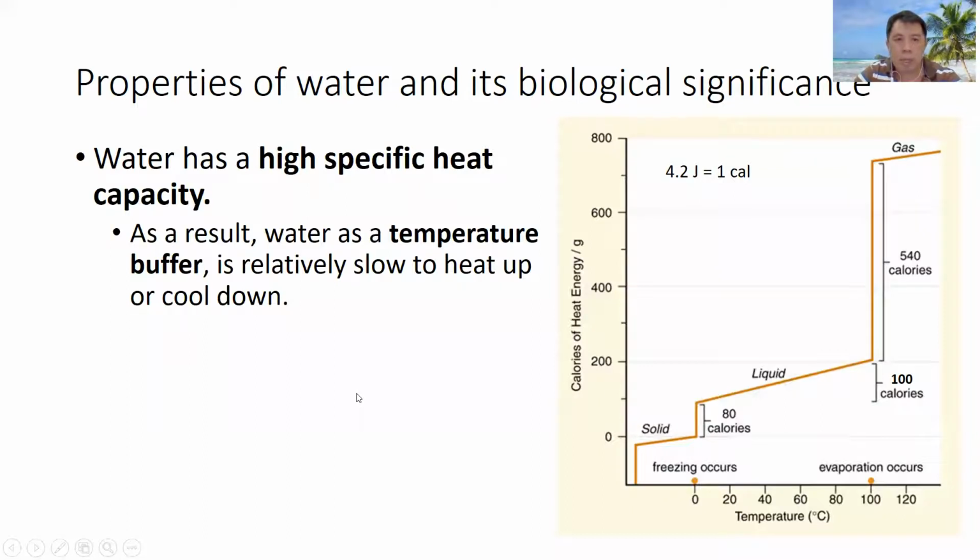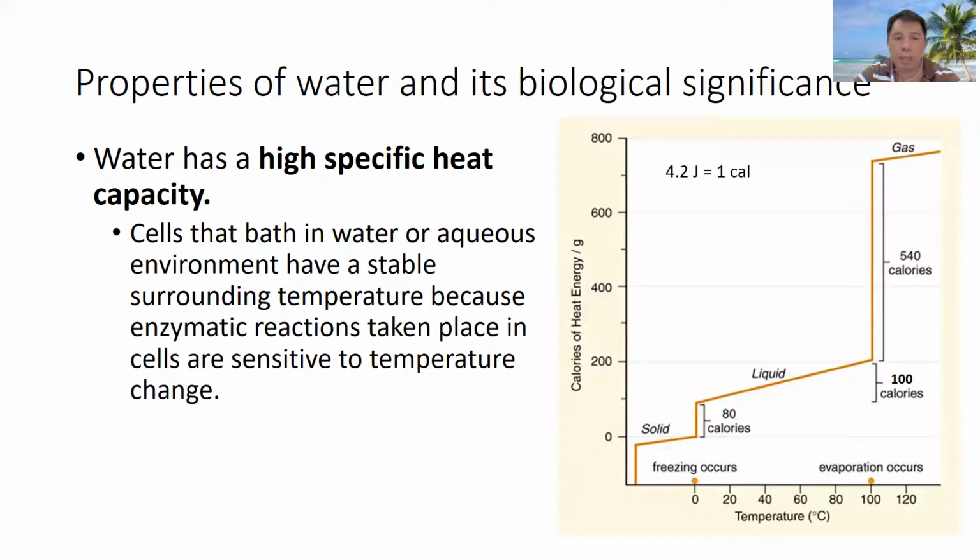As a result, water is a good temperature buffer. It is relatively slow to heat up or cool down. The cells that bathe in water or an aqueous environment have a stable surrounding temperature, because the enzymatic reactions taking place in cells are sensitive to temperature change. For example, in the human body the cells are bathed in blood or tissue fluid. If you want to increase the temperature of the blood or tissue fluid, they need to absorb a large amount of heat.